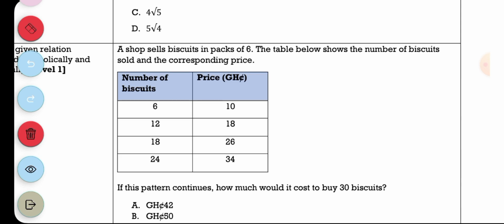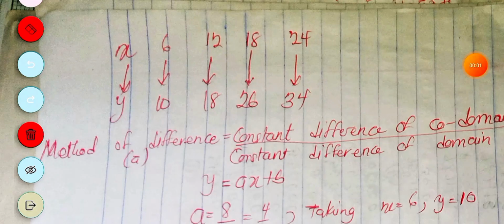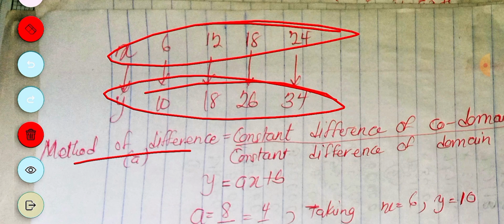The shop sells biscuits in packs of 6. The table below shows the number of biscuits sold and their corresponding prices. Looking at the pattern, this is actually a mapping question. So I have reframed this question in a mapping form. So 6 maps to 10, 12 maps to 18, 18 maps to 26, 24 maps to 34. So I'm using the method of difference. So we have the domain and we have the codomain.